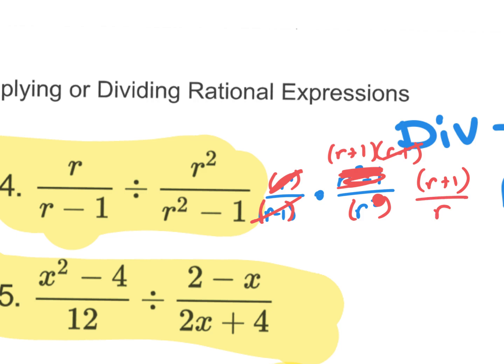Can I cancel those R's out? Why not? You're right, why not? Because it's attached to the 1. That's why I keep things in parentheses. You cannot just randomly cancel stuff out.